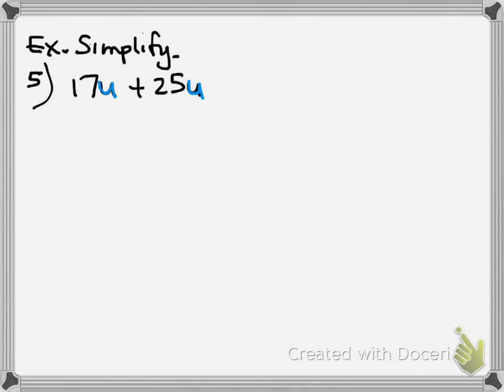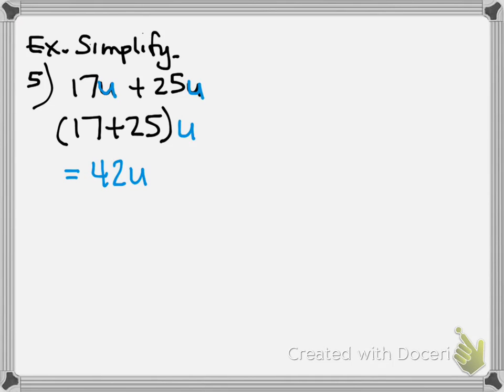So why is this applied to the distributive property? Well, again, I kind of mentioned that word factor. 17 and 25 both have u in common. So I can pull out the u. Now look what's left inside the parentheses. 17 plus 25. Can I do that? Yeah, I know what 17 plus 25 is. That's going to give me 42, and I get 42u.